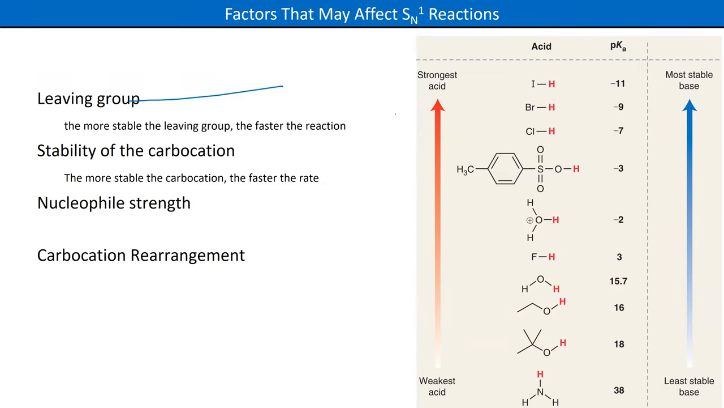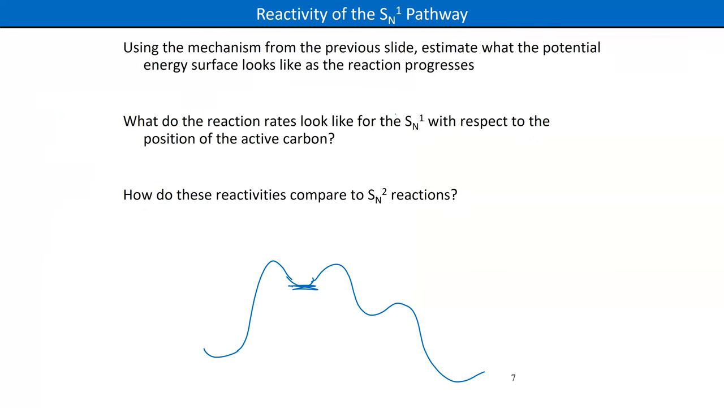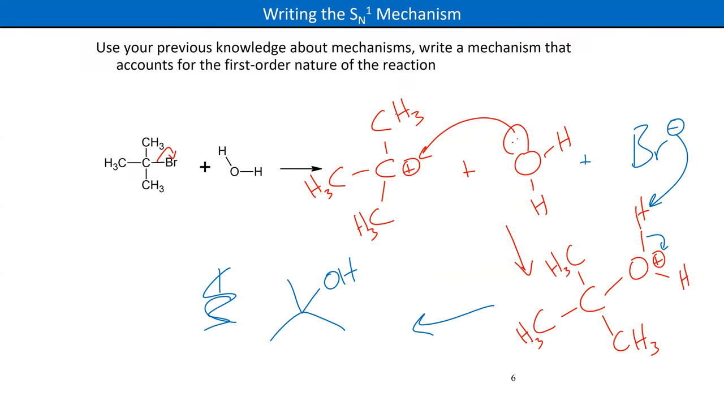So the other side to that is the more stable the carbocation we're going to make, the faster the reaction is going to happen. Should nucleophile strength, is that really going to affect anything about the rate? It has to get to that point first. Right. It's not going to affect the rate. It might affect the overall equilibrium constant. Because if you think about this mechanism, this is our rate determining step, our slowest step is the first one, right?